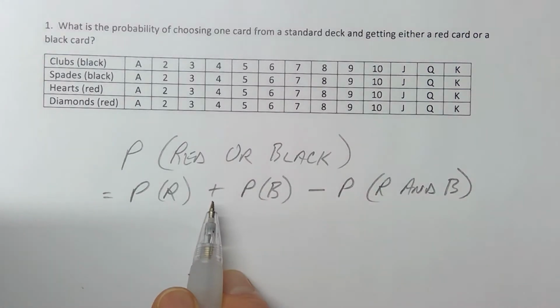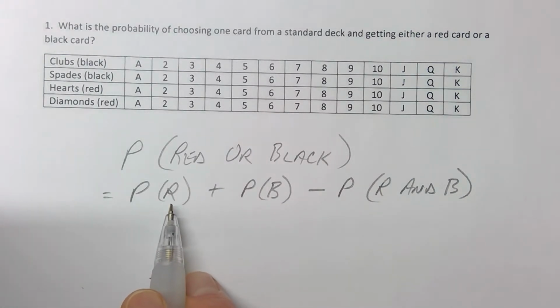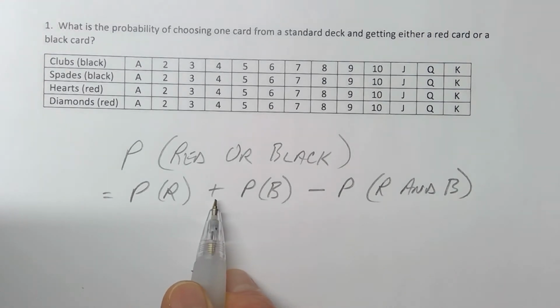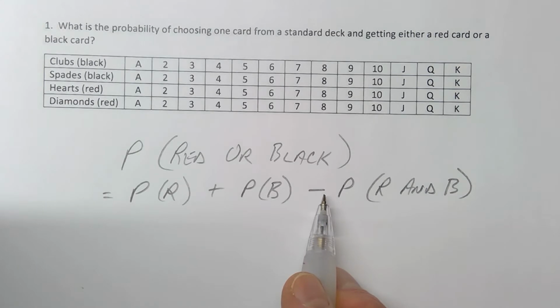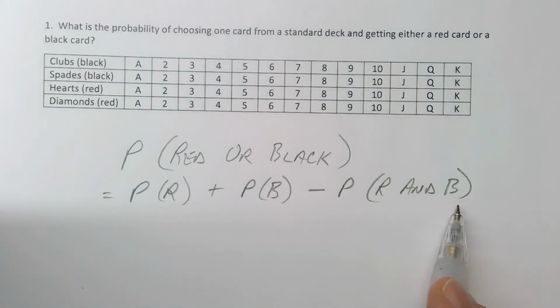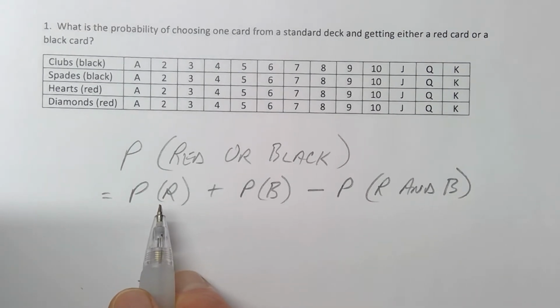Next, we write the rule that we're going to use. For this, we use the addition rule. It's the probability of drawing a red card, plus the probability of drawing a black card. And then sometimes we count things twice, so we want to subtract the probability that we accidentally counted something twice. If both of these could happen at the same time, we end up counting it twice. You'll see in a couple examples how this works. So let's work through this a piece at a time.